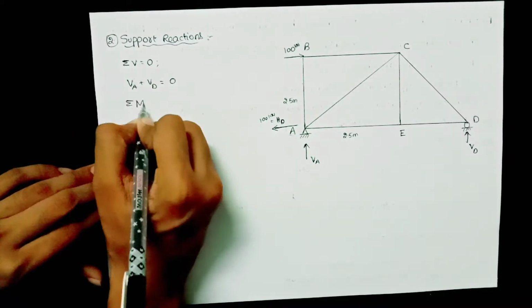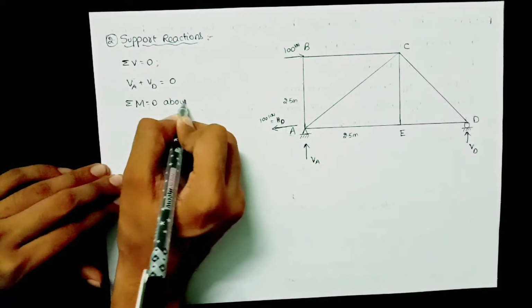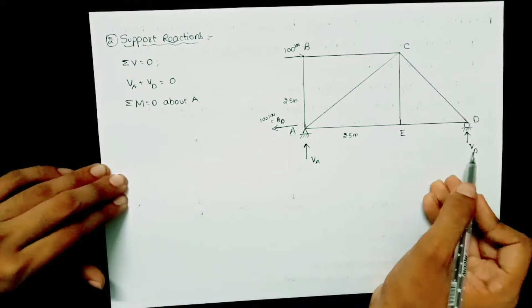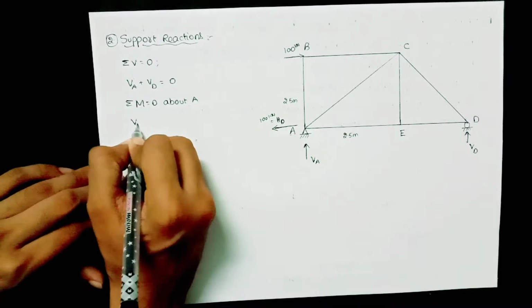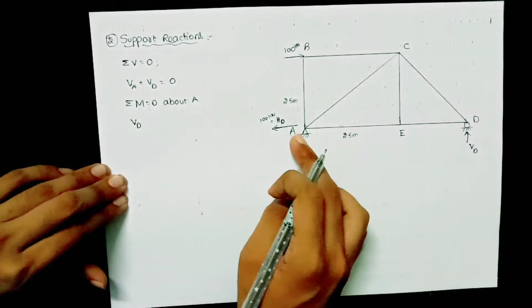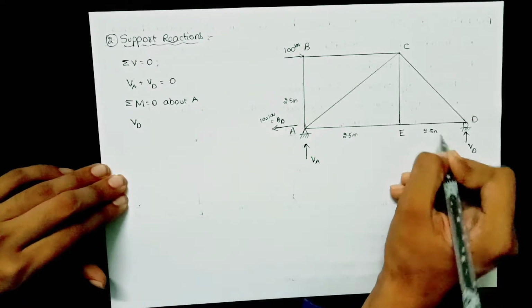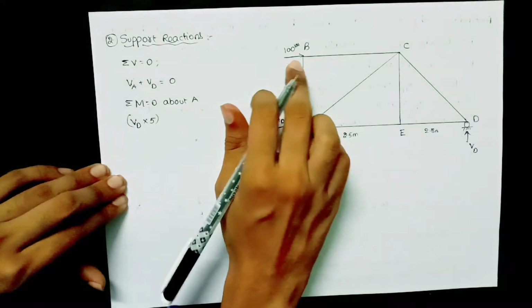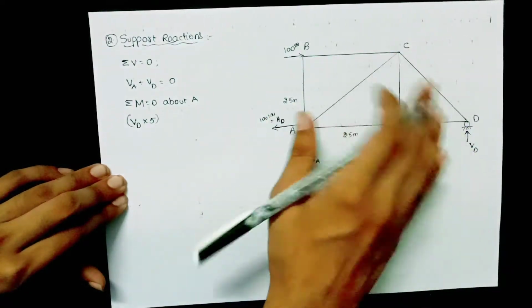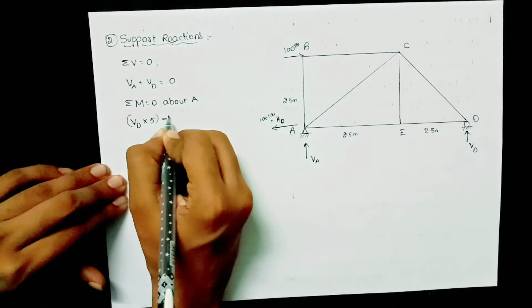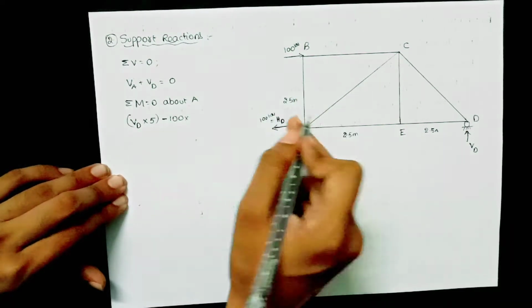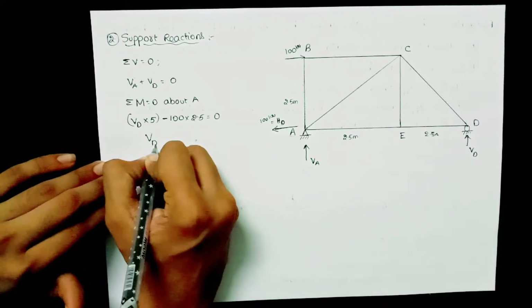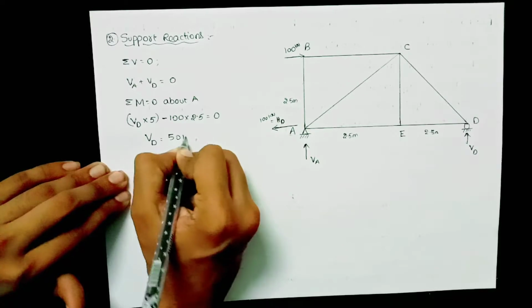Now applying sigma M equal to 0, I am taking moment about point A. If I take moment about point A, this reaction VD is producing anti-clockwise direction. I am taking anti-clockwise as positive, and this is the perpendicular distance. This is 2.5 meters, so therefore the perpendicular distance is 5 meters. Now this 100 kilonewton is rotating the truss in clockwise direction, so clockwise negative, 100 into this perpendicular distance 2.5, equal to 0. So I got the vertical reaction at D as 50 kilonewton.